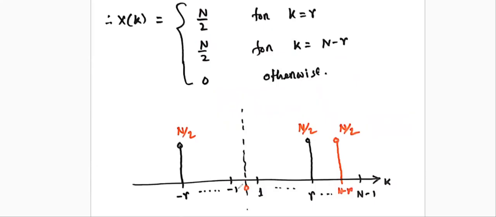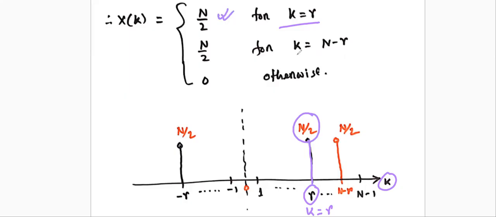Try to understand that. Where is k equals r? This is the k x-axis. At r, where k equals r, the amplitude is n by 2. This is true. Okay, so we have counted this.